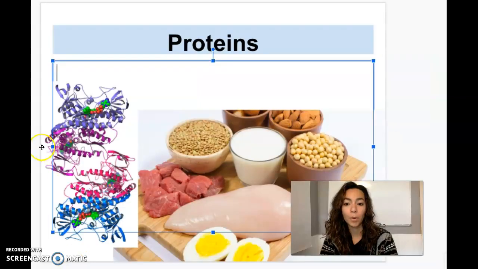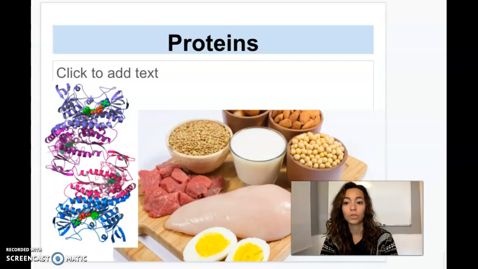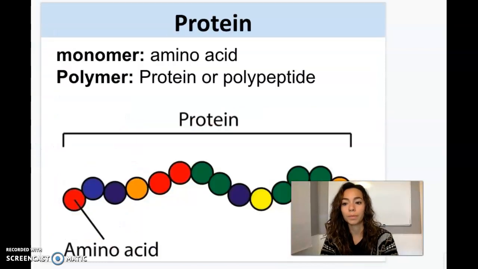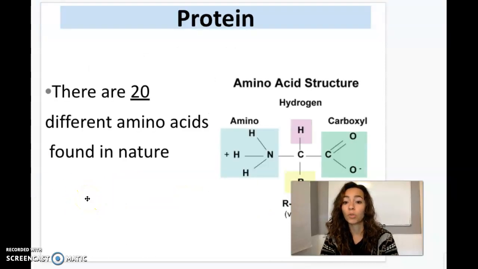Now we're going to be looking at proteins, another super important macromolecule. The monomer is called amino acids. So one single circle here is an amino acid. And when we put many amino acids together, you can call it a protein or a polypeptide. Peptide's another word for protein. Poly means many, so a polypeptide. There are 20 different amino acids that are found in nature.